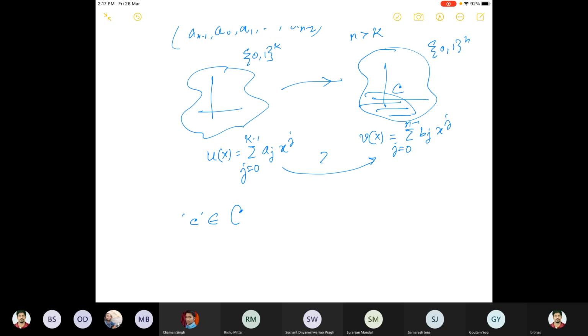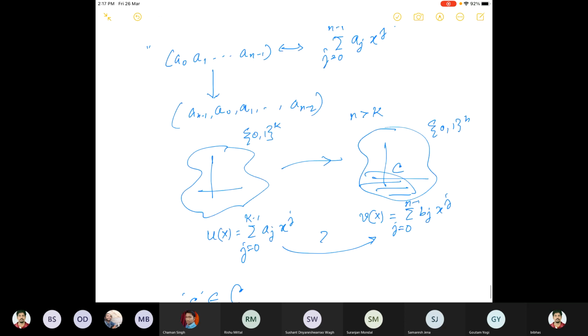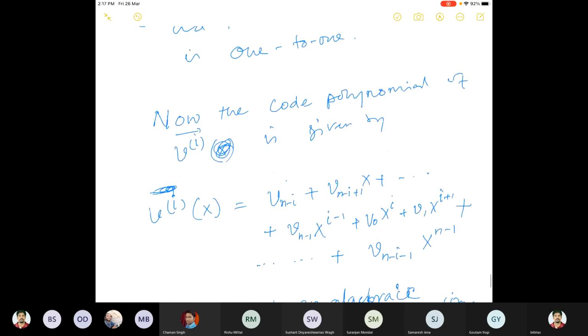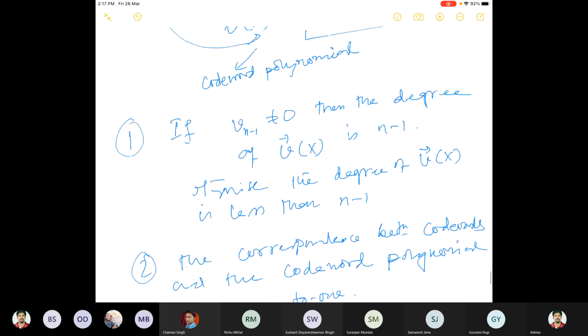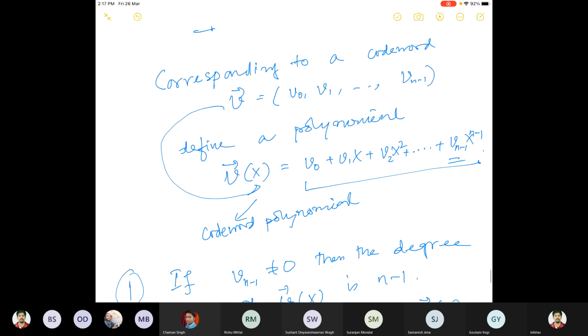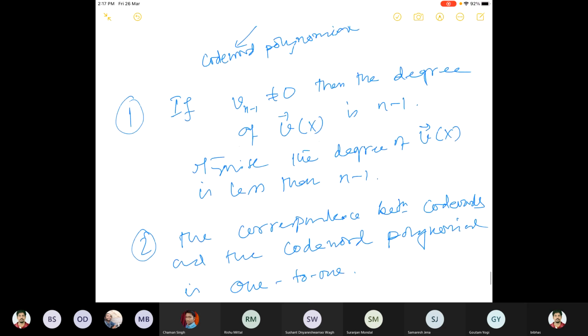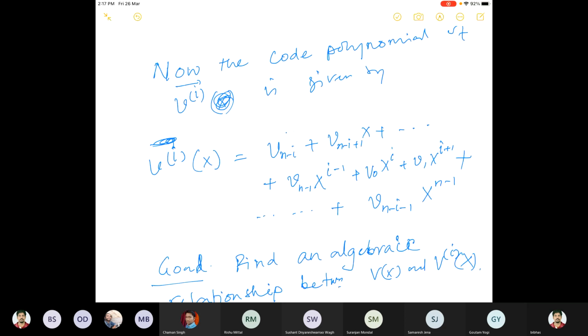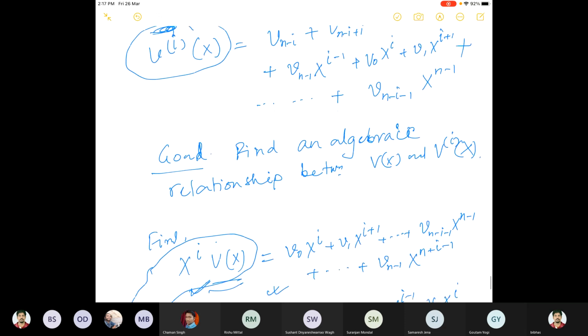For that, I think we discussed this. We started with some v(x). Let's say you consider some v(x). So for any code word, you have a polynomial like this, and then you can give it a shift. Ultimately, this is denoted by i times shift, v to the power i. If you give i times shift, then of course you will get another polynomial.